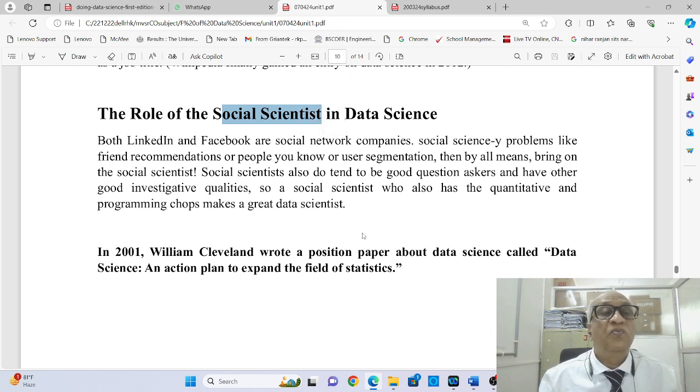Now, social science, the moment we say social science, LinkedIn is an example of a social network company. Facebook is an example of a social network company. So, wherein you have recommendation systems, user segmentations. So, for all these, social scientists are required. And social scientists basically ask good questions, investigate well. They do both quantitative work and programming. Okay, so the role of a social scientist in data science is immense.